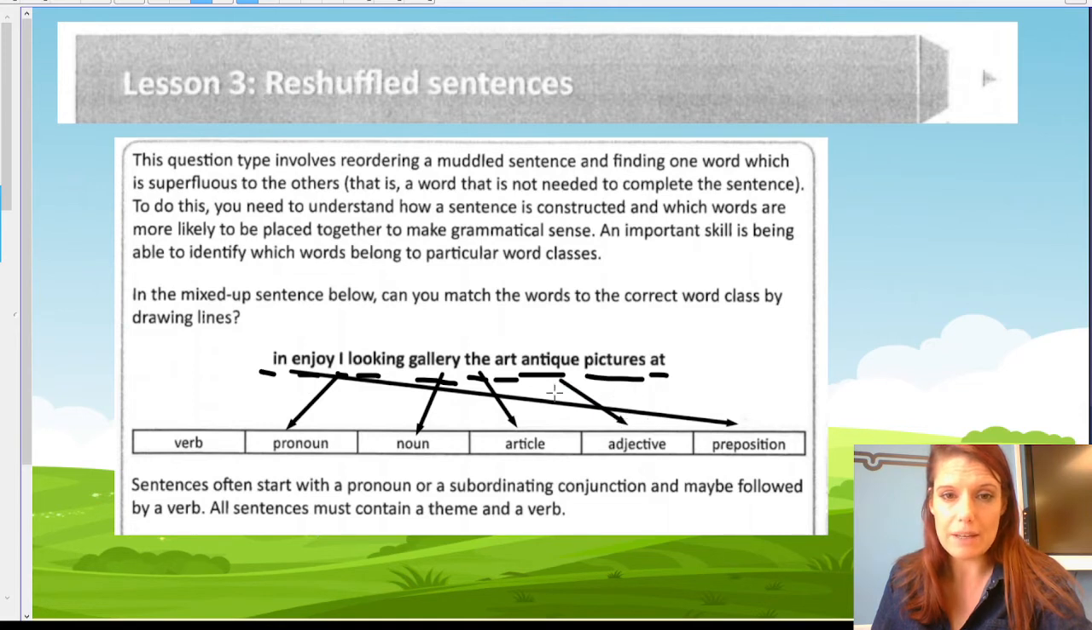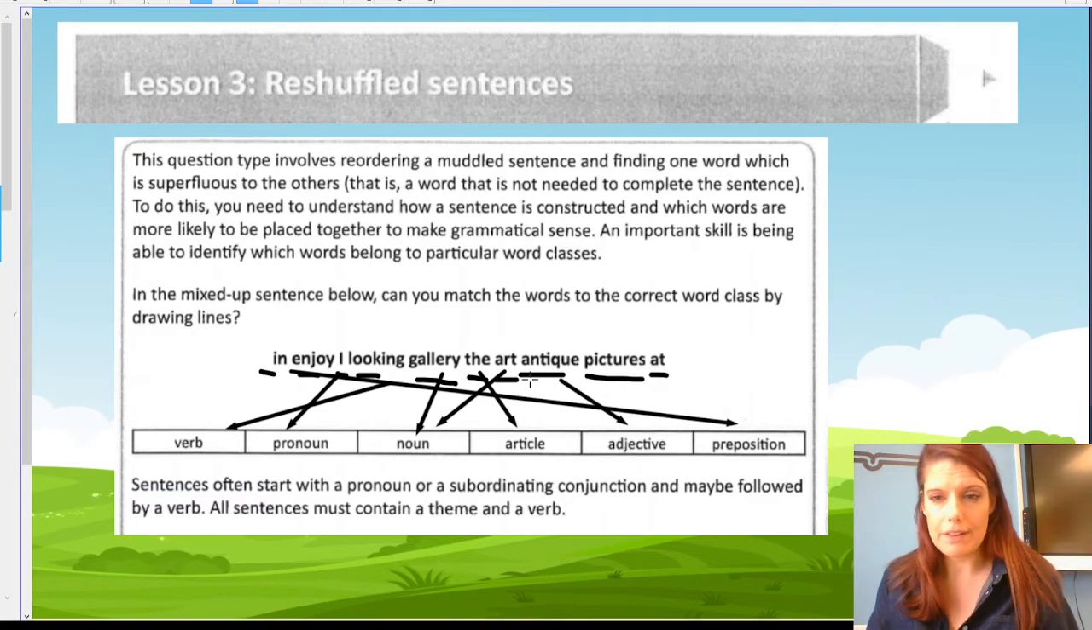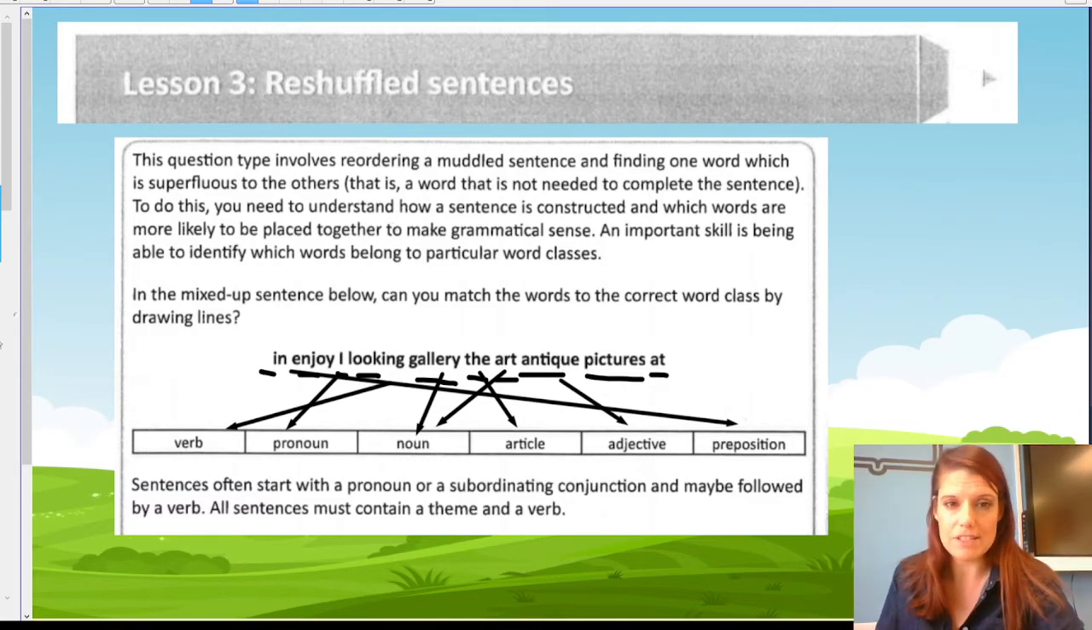Okay, antique. I'm going to put art with noun because it's an art gallery. Looking is a verb. I think that is everything. So I enjoy looking at the antique pictures at the art gallery.